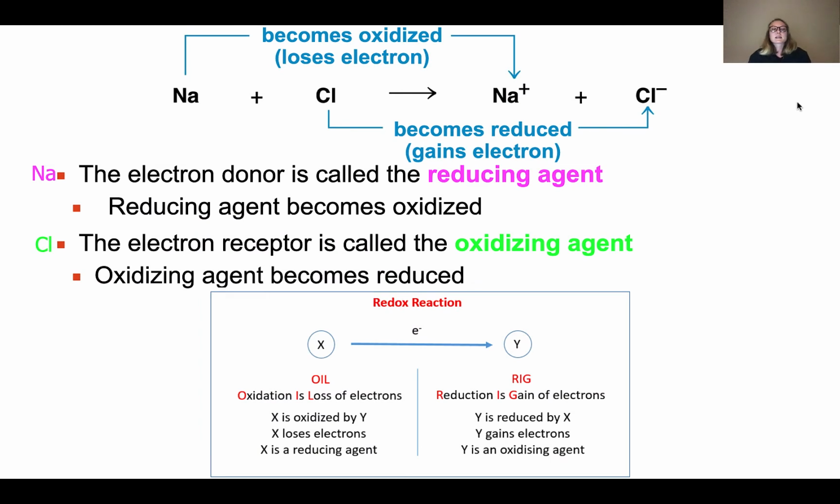So let's look at this example. Here, our sodium is losing its electrons. It becomes oxidized. And our chlorine is becoming reduced, meaning it gains an electron. The reducing agent becomes oxidized. So here, our sodium is our reducing agent. And our oxidizing agent becomes reduced. So here, our chlorine is our oxidizing agent.